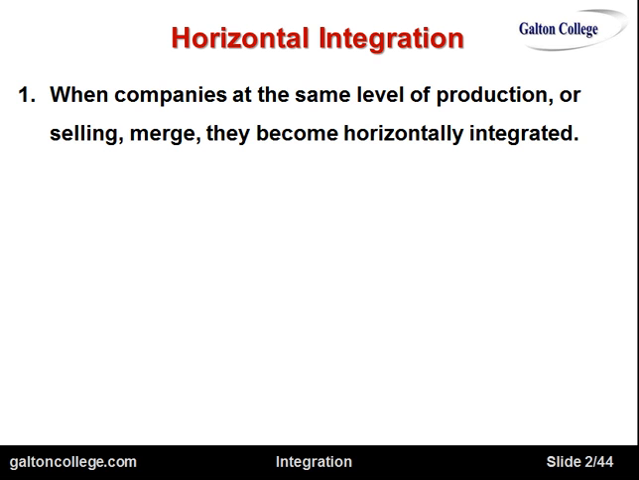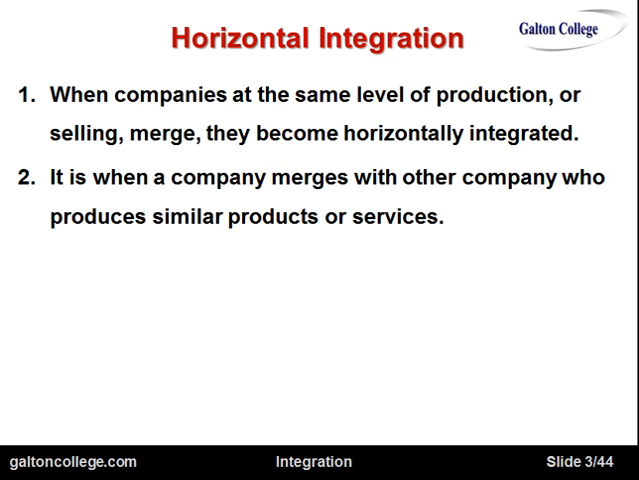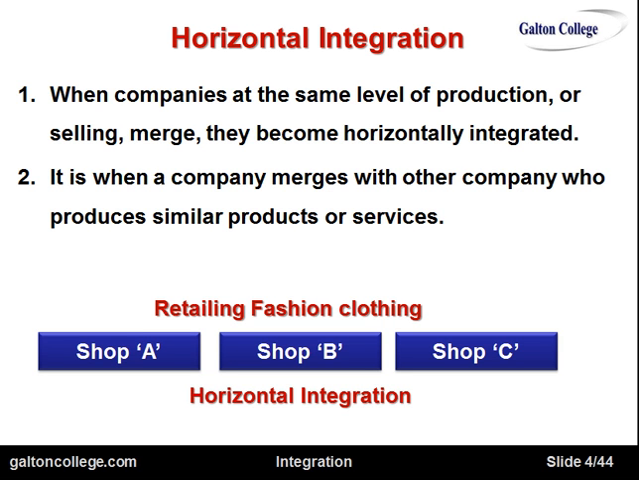So companies manufacturing, for example, components for a product may merge, that's horizontal. Shops selling the product or similar products may merge, that is horizontal integration. When a company merges with another company who produces similar products or services, we say that's horizontal integration. So it's at the same level and they're producing similar products and they merge. The easiest way to see this is in an example, say from retailing, say fashion clothing. Here we have 3 shops, and if the 3 shops combine, they are horizontally integrated.